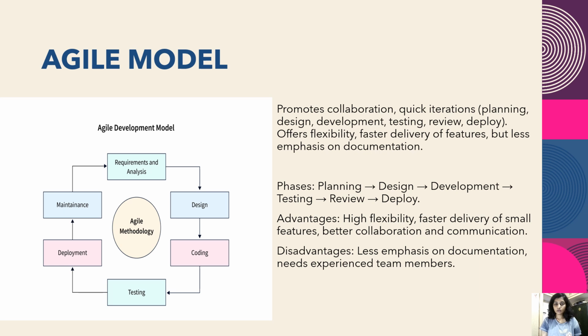The agile model promotes collaboration and quick iterations such as planning, design, development, testing, review, deploy. It offers flexibility and faster delivery of features, but less emphasis on documentation. Phases involved in the agile model are planning, design, development, testing, review, and deployment. Advantages are high flexibility, faster delivery of smaller features, and better collaboration and communication. Disadvantages are less emphasis on documentation and the need for experienced team members.